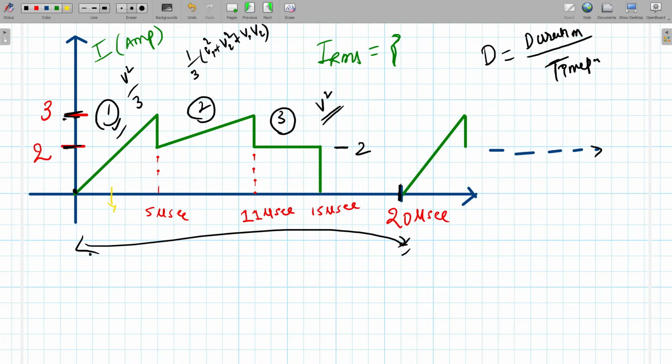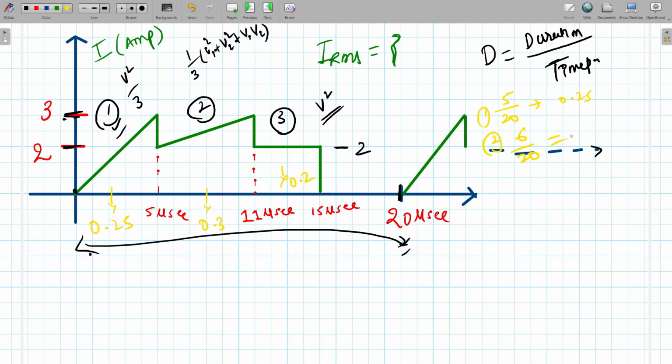Here duty will be 0.25. What will be the duty for the second one? It will be 0.3, I think. And for the third one, what will be the duty? Duty will be 0.2. Did everyone get this duty for all three waveforms? See, 5 by 20 for the first one, so it will be 0.25. Second one, 5 and 11. So what will be this, here to here? 6. So 6 by 20.